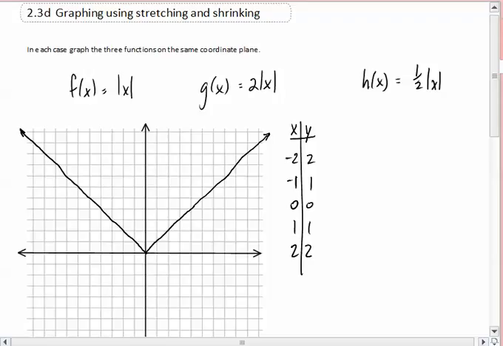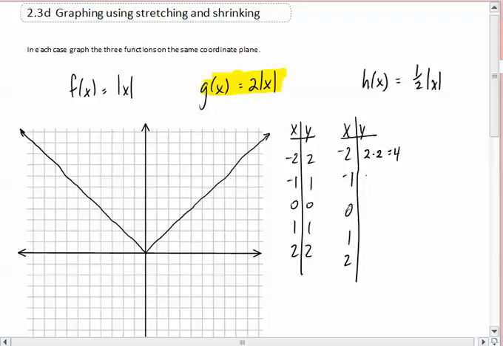Now let's see what happens when I make an adjustment. Let's just go ahead and make another table, and I want you to notice what happens. If I still choose to put in the same values, the input was -2. If I put in 2 times the absolute value of -2, which is 2, I'm going to get a 4.